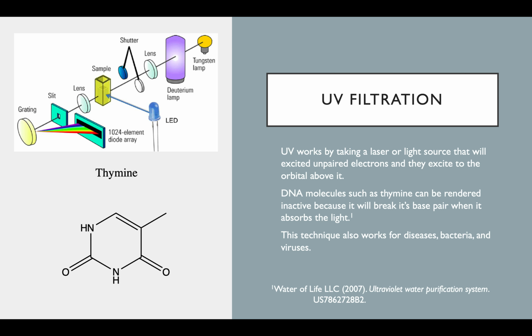So UV filtration, how does it work? UV filtration takes a deuterium or tungsten lamp, and the light goes to the sample or the contaminant, and it excites an unpaired electron to the next orbital. By doing so, the filtration can actually break a bond and render a molecule inactive, such as thymine, which is used in the DNA sequence. When its electron is excited, it breaks and it's no longer in the DNA sequence. And so that's how it works for diseases, bacteria, and viruses.